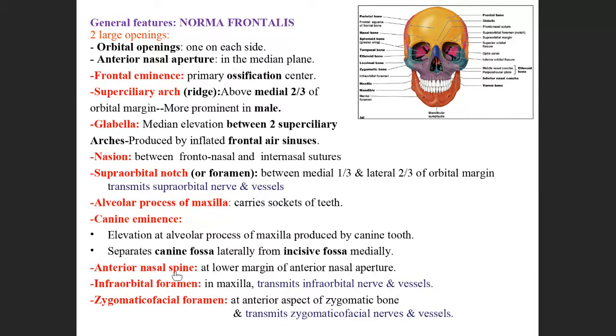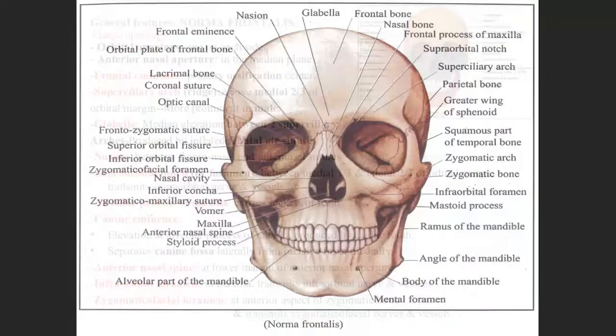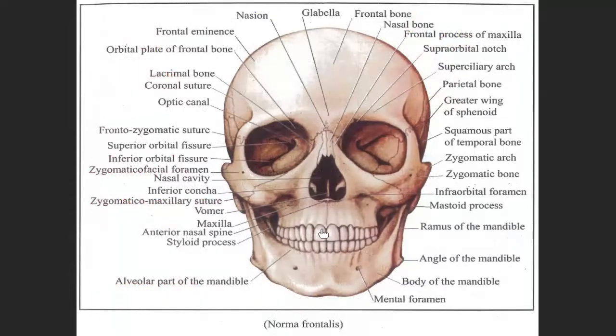Then anterior nasal spine. So where is anterior nasal spine? This one. Here. Yeah, I will show you. Incisive fossa is behind the incisor teeth, above the incisor teeth. So this is anterior nasal spine here.